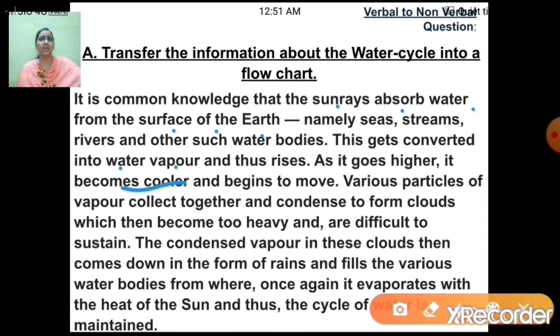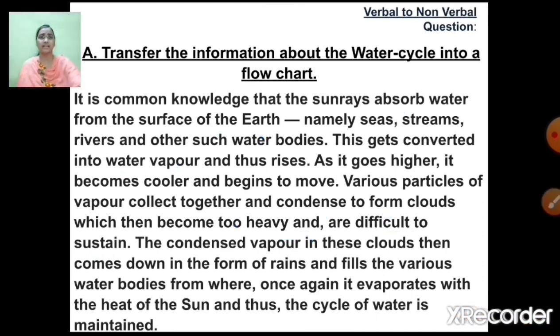Then various particles of vapor collect together and condense to form clouds. That can be your next point. The clouds then become too heavy and are difficult to sustain. Okay, this will be our next point.